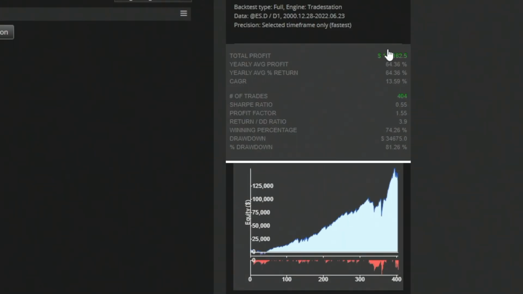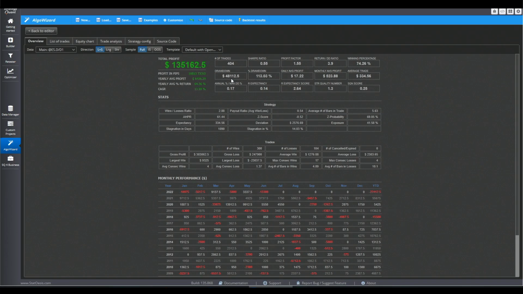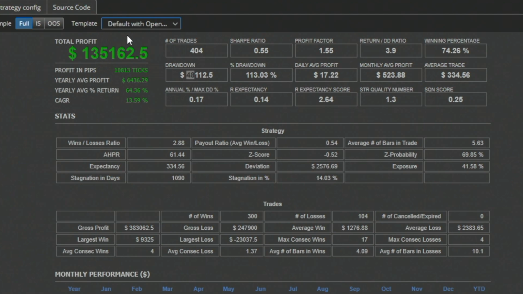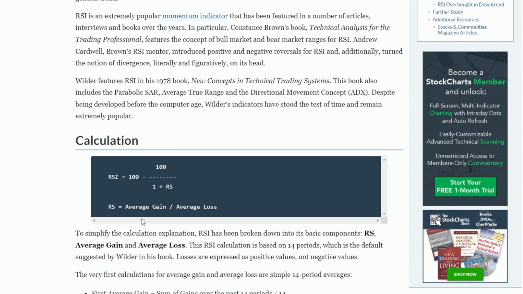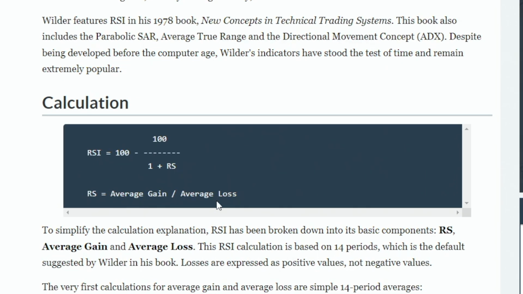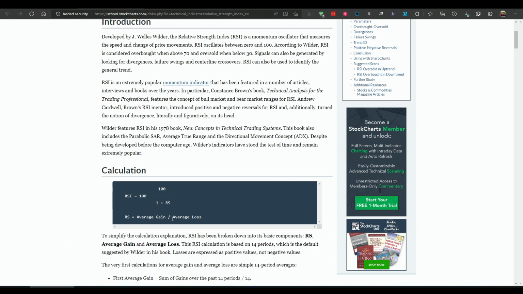It's about 400 trades, $135,000. We have $48,000 open drawdown. On average, we're making $334. This strategy is based on the RSI indicator, and the calculation for the RSI is the average gain divided by the average loss. And then we do 100 divided by 1 plus this ratio. And the RSI 2 calculates this over 2 bars.